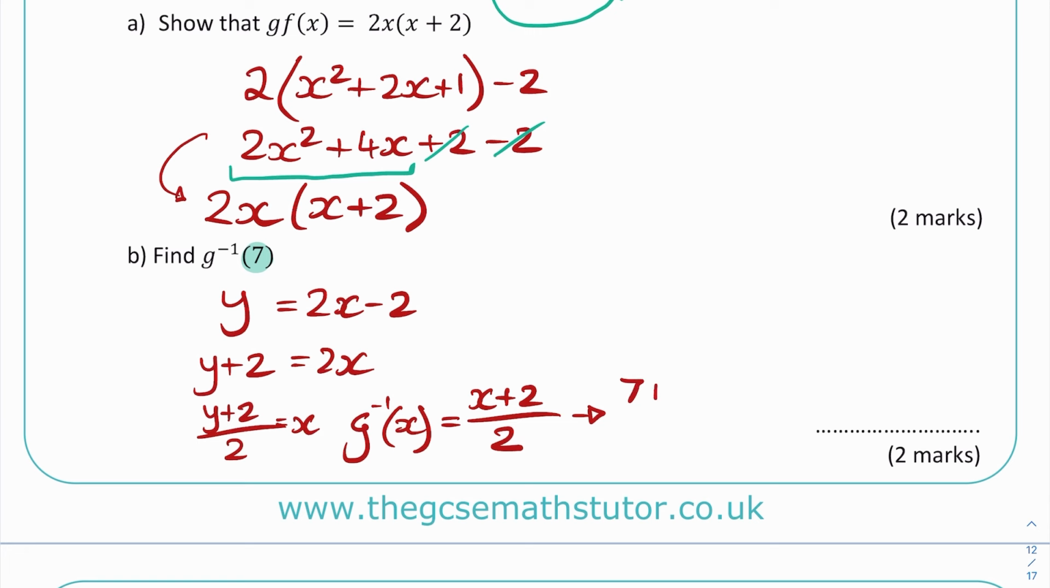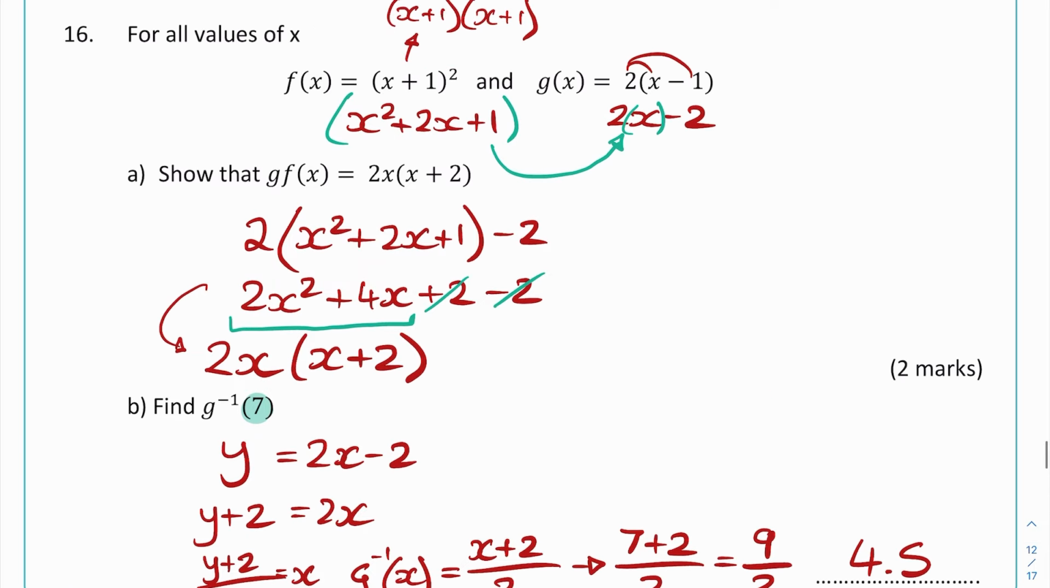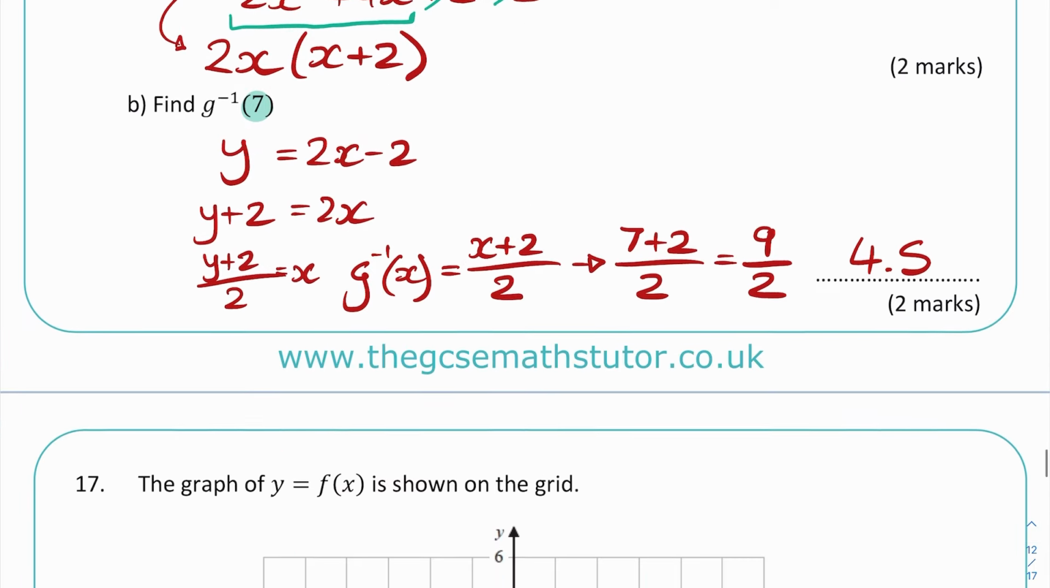It'll just be 7 plus 2 divided by 2. 7 plus 2 is 9, so it's 9 over 2, or you could write that as a decimal, 4.5. As you've got a calculator, you may as well, but you could leave that as 9 over 2. But there we go, 4.5 is our final answer, and there's an inverse function, and obviously we had a composite function there in part A.